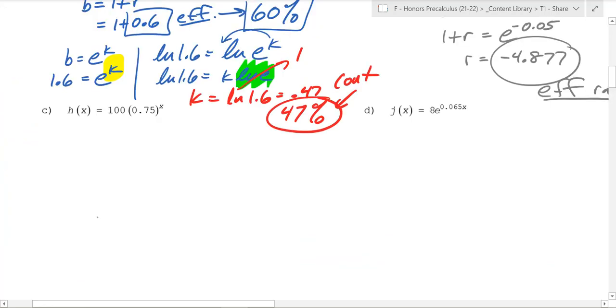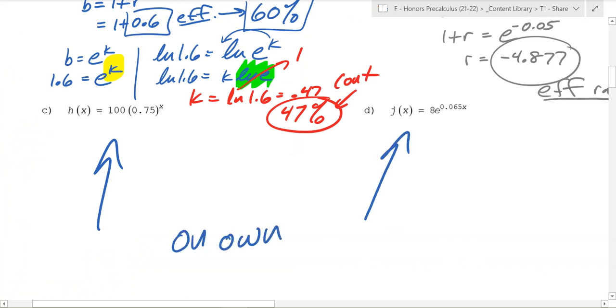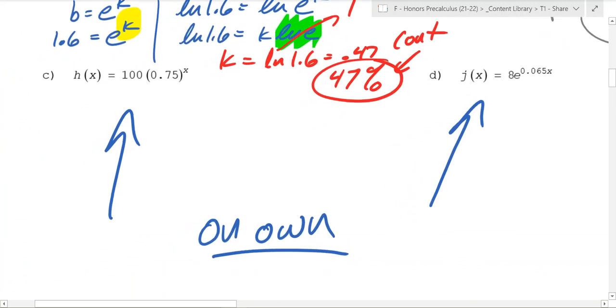There are 2 more examples here. I will let you do them on your own. Good practice right there. It's in your sheet. You can also take a screenshot right there and work on it on your own. It's the same work. This one, just as a hint, you're going from 1 plus r, in this case 0.75. And in this case, you have your continuous function and you have e to that.